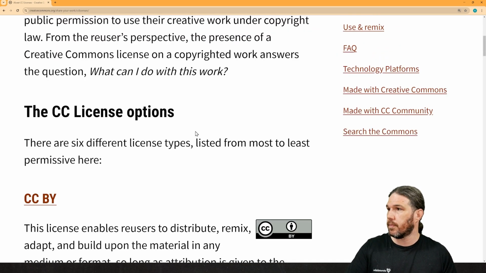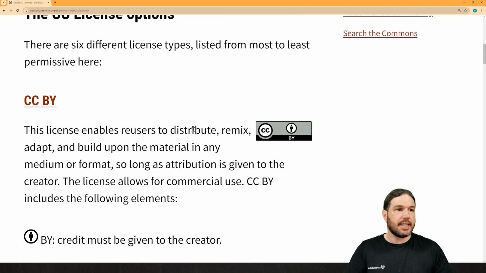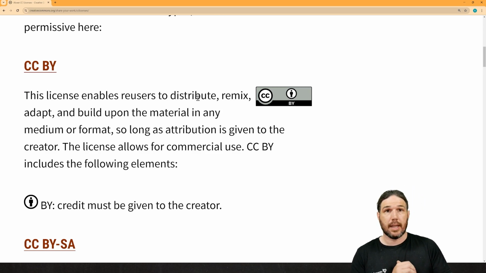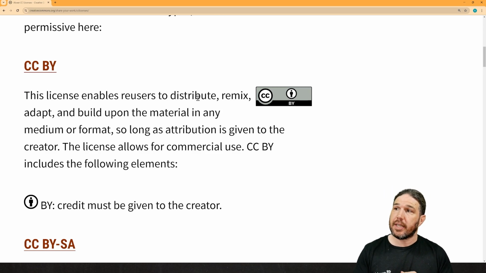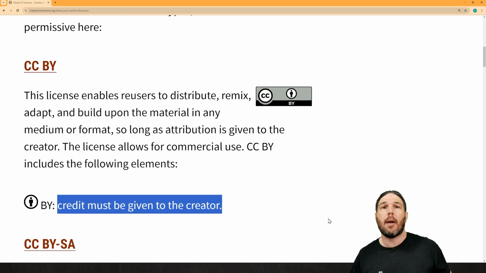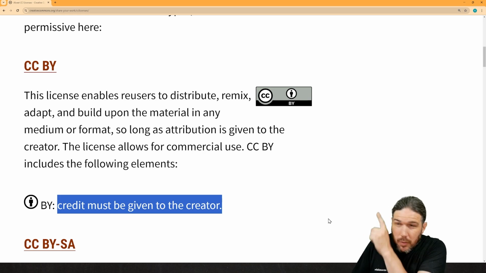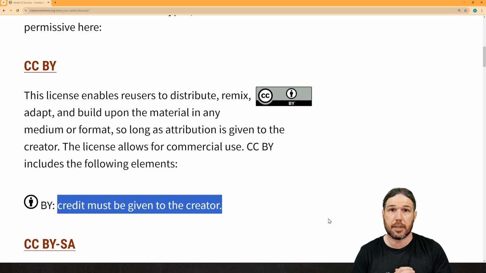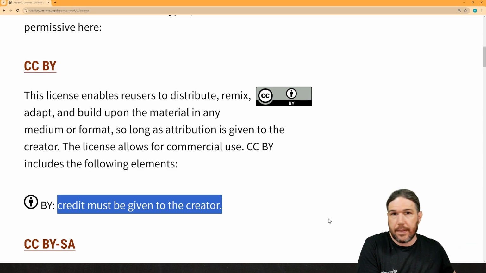So we're going to start with this CC BY license. This license enables reusers to distribute, remix, adapt, and build upon the material in any medium or format as long as attribution is given to the creator. This license allows for commercial use. CC BY includes the following elements. The only thing that's important is that credit must be given to the creator. All Creative Commons licenses include this BY, which you can see is symbolized by a picture of a little person, which just means they have to give you credit for the thing that they're using.